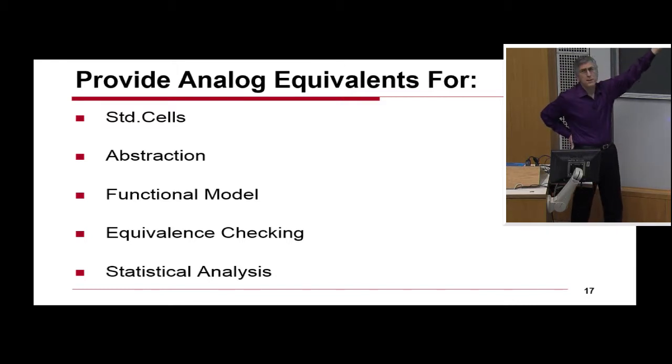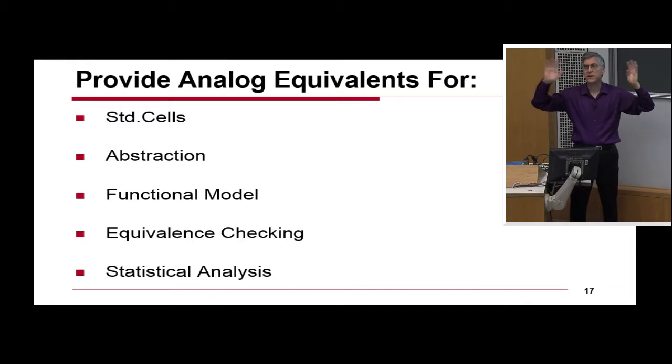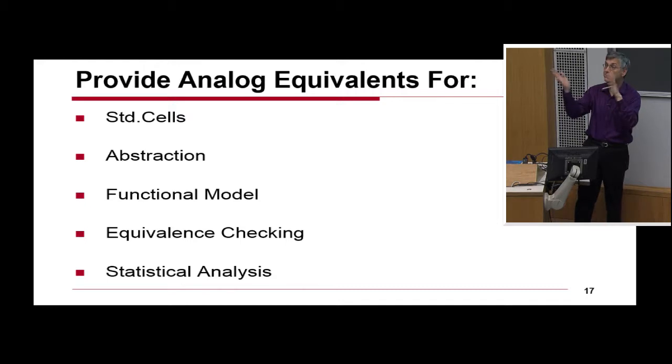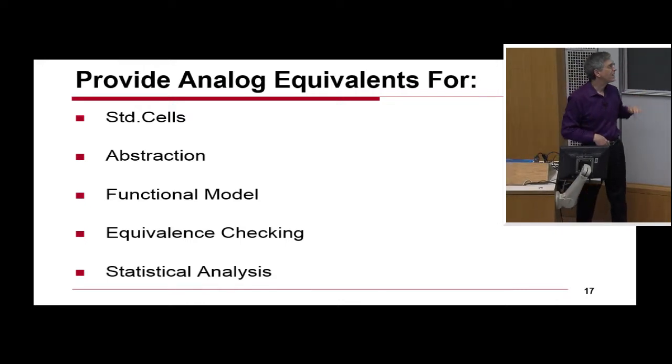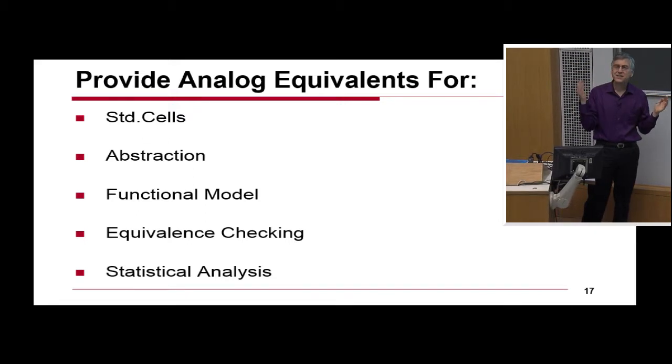What's a reasonable abstraction? If I'm going to try to not work at the transistor level, what level do I work at? How do I build functional models that actually can correspond to these things so I don't get stupid logic errors? And that's going to require me to do equivalence checking between these models and the actual implementation to make sure that they actually correspond. And finally, how do I do statistical analysis?